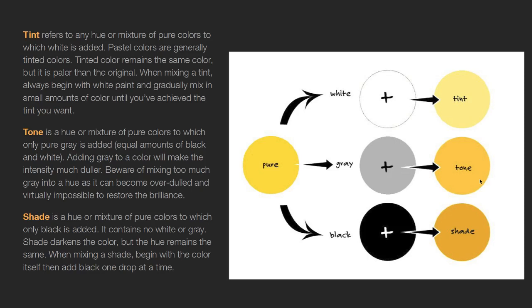Shade is anything you add black to, and it darkens the color. The hue will remain the same, but you don't want to go overboard if you're looking with shades.